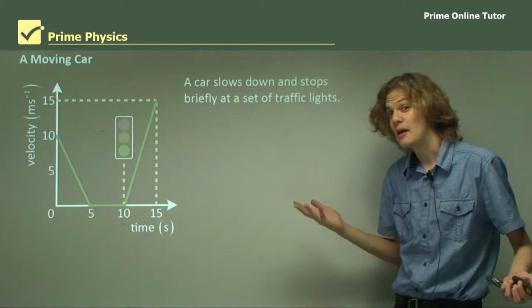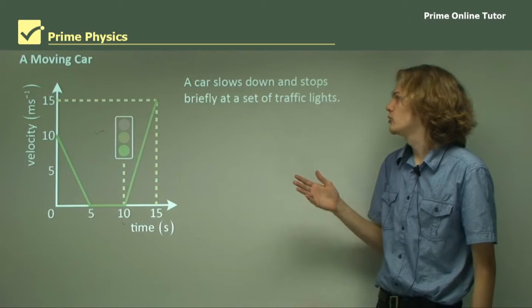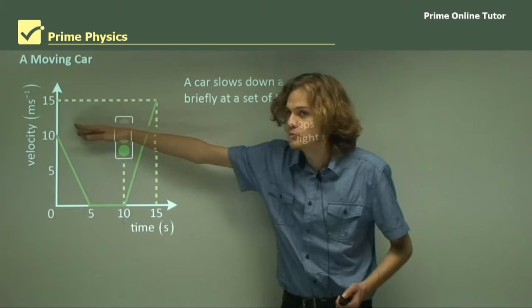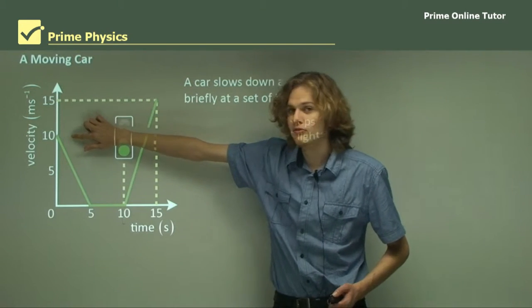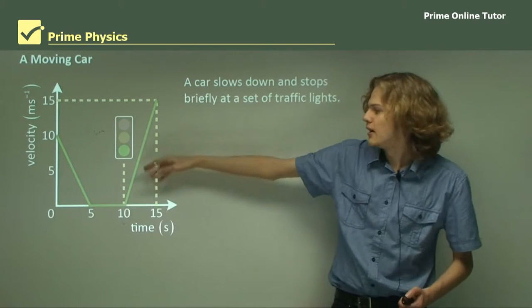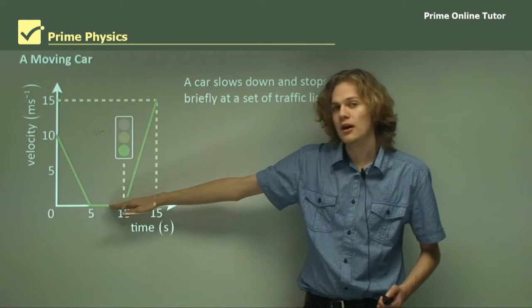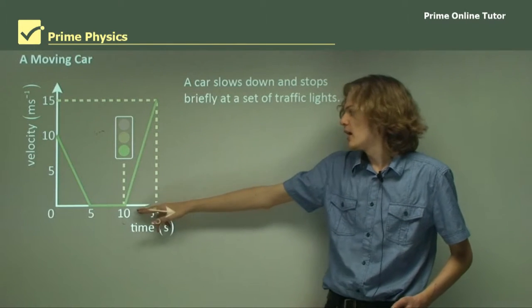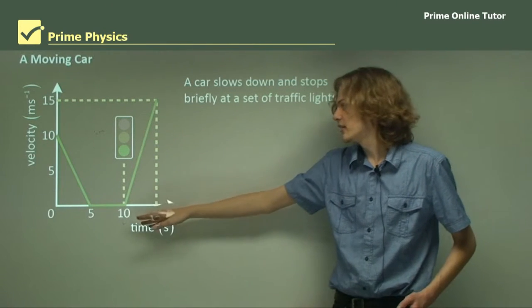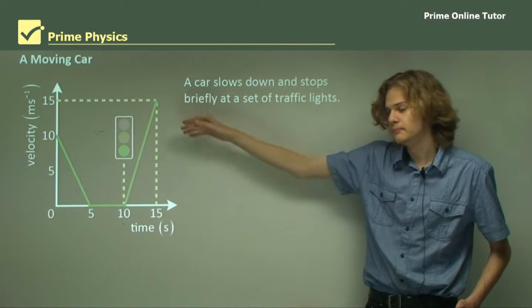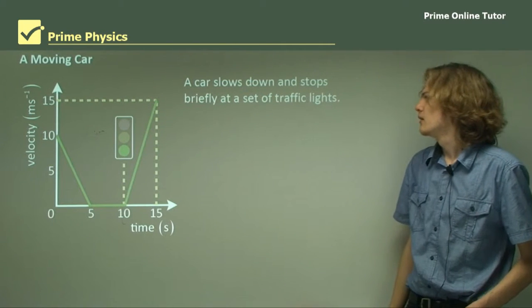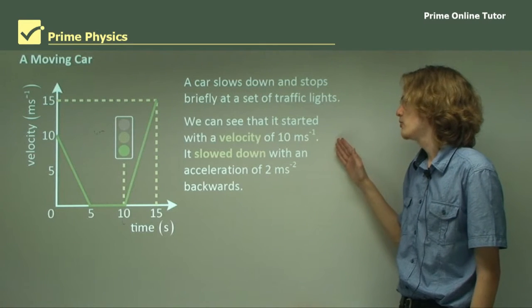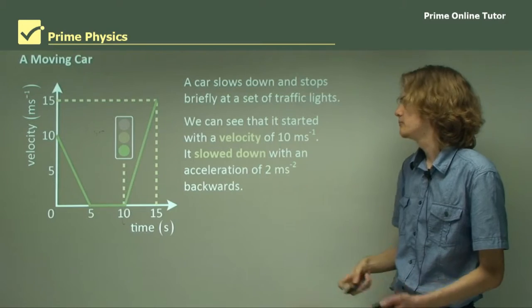Now, let's take a look at an example. A moving car slows down and stops briefly at a set of traffic lights. So we can see that the car here is moving. When the slope is moving downward, the car is slowing down. When we reach 0, and the car has 0 velocity, it must be stopped. After 10 seconds, the light goes green, and the car speeds up again, and its velocity steadily increases from 0 up to 15 meters per second. So, looking at the slope, we can see that it started with a velocity of 10 meters per second.